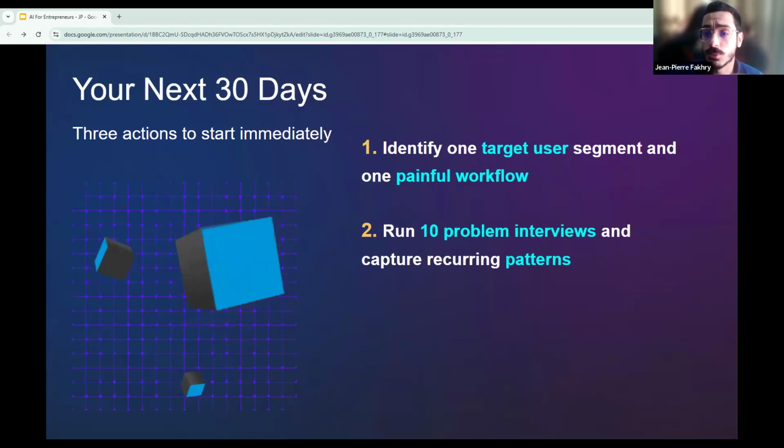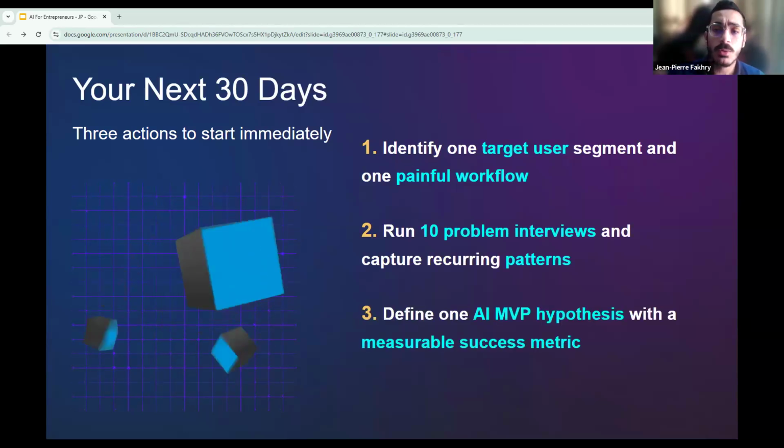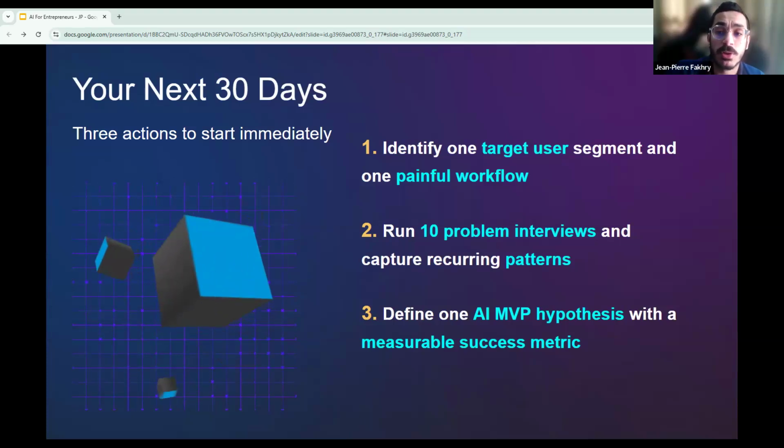And the third action, which is the most important one, is to write one AI MVP hypothesis with a single measurable success metric. So, for example, as we were saying, time saved, error reduced, completion rate, cost per unit lowered. And again, these three actions are not aspirational. They are concrete and completable in 30 days with no budget and no technical skills required.